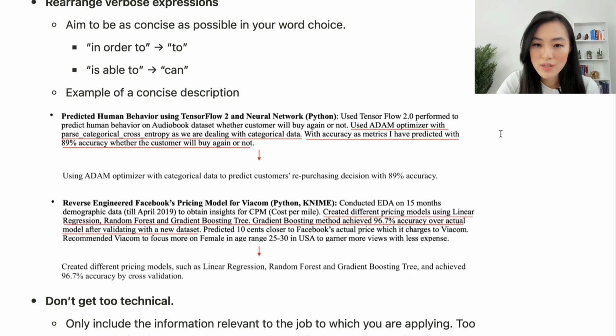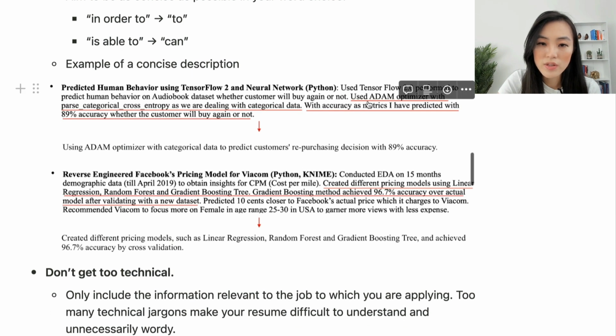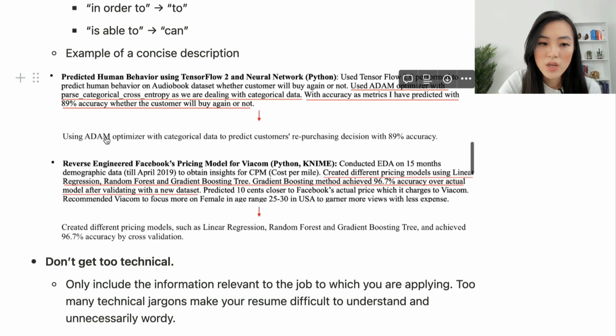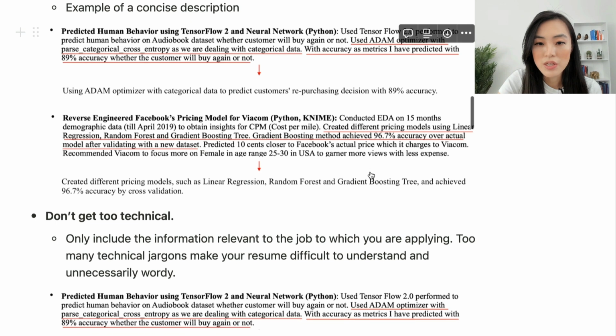The original description is like this. Use Adam Optimizer with sparse categorical cross-entropy, as we are dealing with categorical data, with accuracy as metrics, I have predicted with 89% accuracy whether the customer will buy again or not. So we can shorten these two sentences into one: using Adam Optimizer with categorical data to predict customers' repurchasing decision with 89% accuracy. Another example is this one.